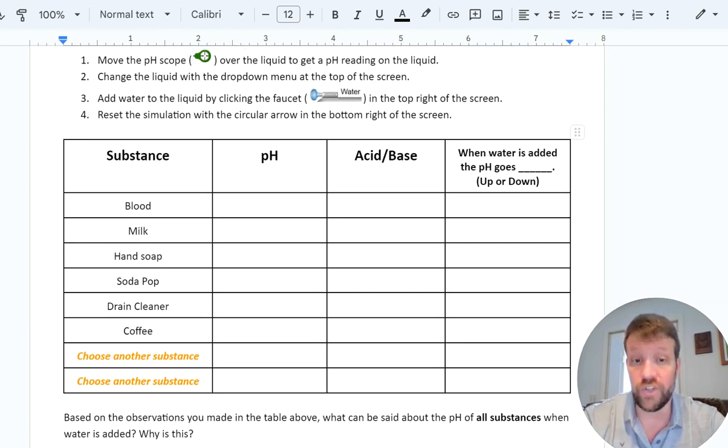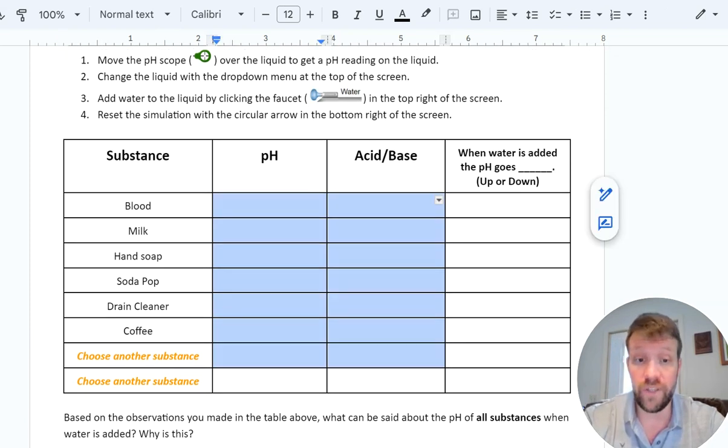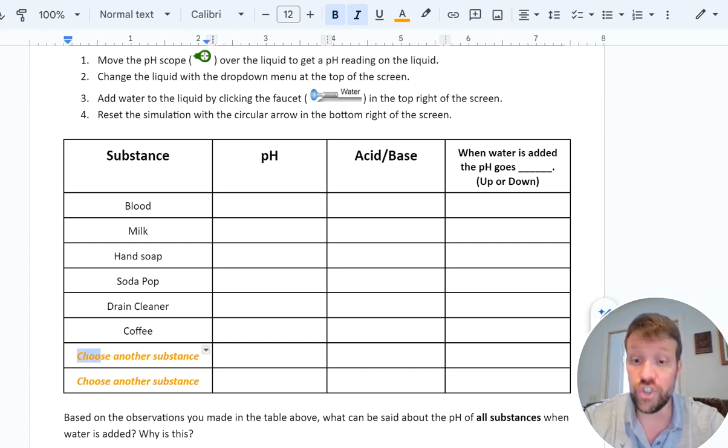Next, we can add water to it. So before we do anything else, you'll fill in these columns right here. Okay, for each of these different things. So blood and milk and hand soap and soda pop and whatever else is there. And you'll choose a couple substances of your own down here and put those in.